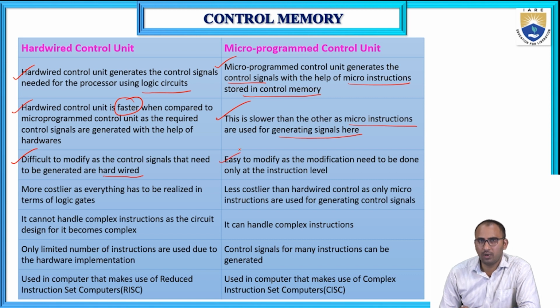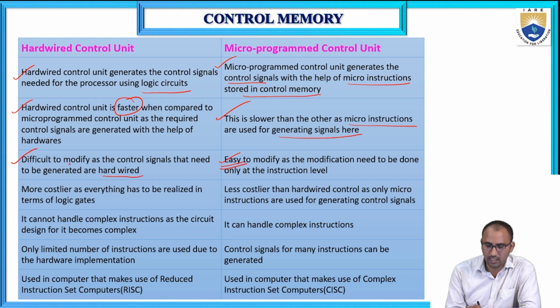In a microprogrammed control unit, it is very easy to modify, because the timing and control signals are generated using the microprogram. By changing the instructions, we can generate the required timing and control signals. So it is easy to modify, whereas the hardware control unit is difficult to modify.